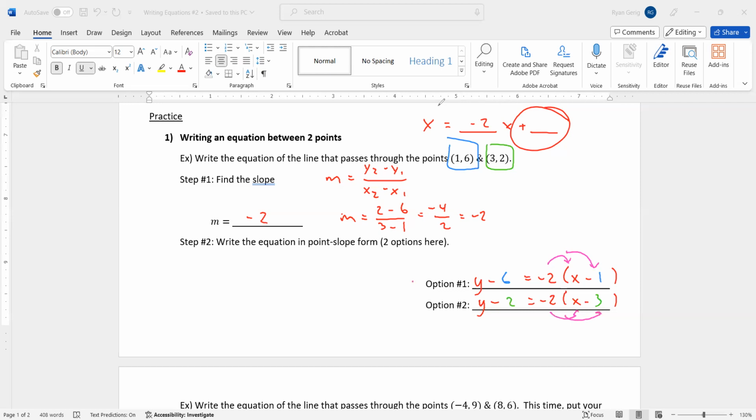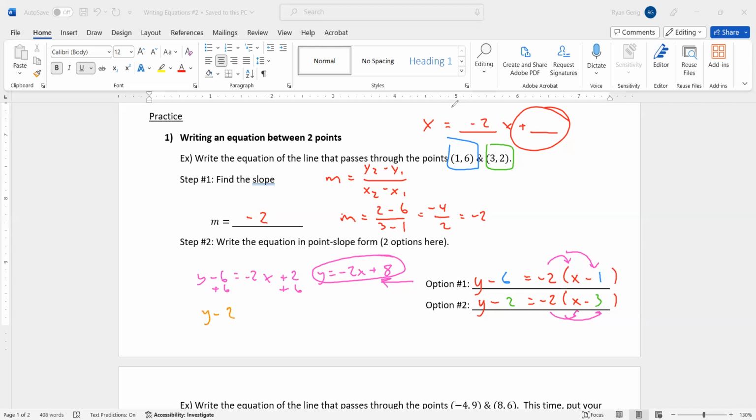So on the top one, go over here. I get y minus 6. Once I distribute, I get -2x. -2 times -1 is +2. And then I'm going to get y by itself by adding 6. And when I do that, I get y equals -2x plus 8. So my y-intercept is 8. See what happens on the bottom.